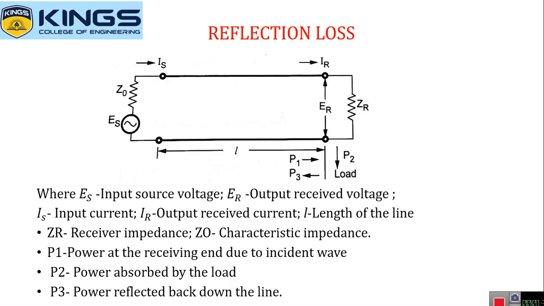So here in this circuit, ES is the input source voltage and ER the receiver voltage, IS the input current, IR the output received current. L is the length of the line, then P1, P2, P3. Here P1 is the power at the receiving end due to the incident wave, because we are transmitting the signal, then it will reach the receiver. That power is called P1. Then P2 is the power absorbed by the load. Then P3 is the power reflected back along the line, so P3 is the power reflected back to the source.